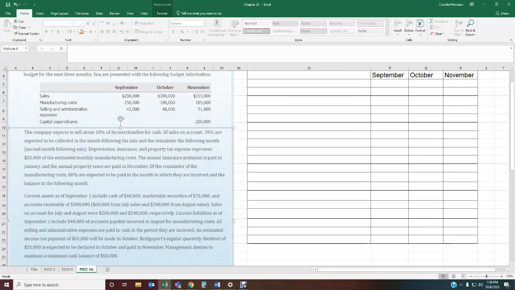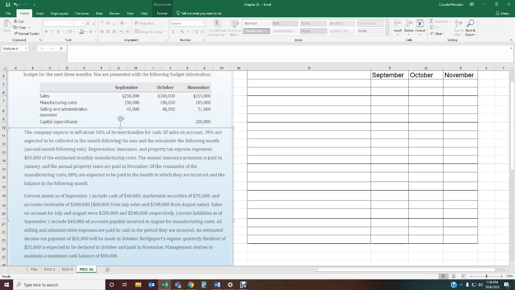Current assets as of September 1st include cash of $40,000, marketable securities of $75,000, and accounts receivable of $300,000. And this is very important. This is money that as of September 1st, someone owed you $300,000. $60,000 is from the July sales and $240,000 from the August sales. Sales on account for July and August were $200,000 and $240,000 respectively.